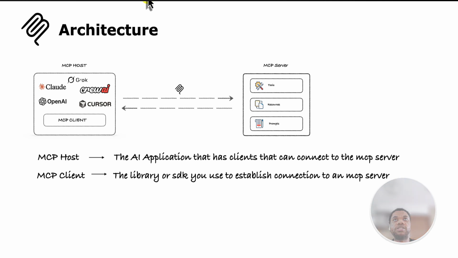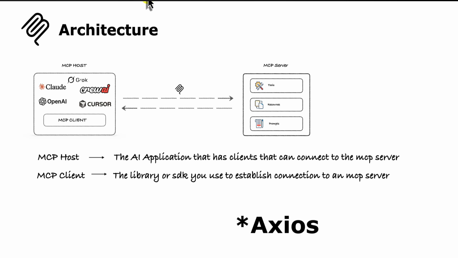So for example, in JavaScript, we have the fetch API and Axios, and in Python, we have the requests package, the library that we use to connect to an HTTP server and return responses.